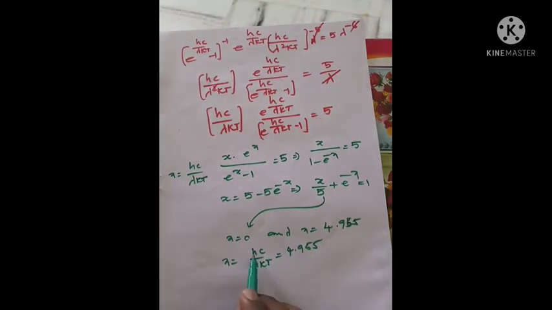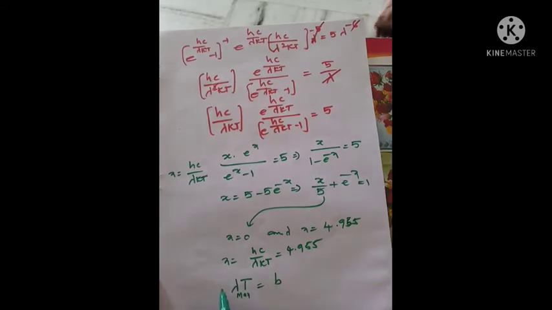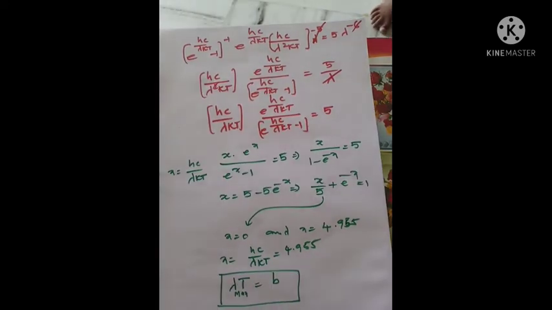From this equation we know that h is Planck's constant, 6.625 into 10 to the power of minus 34 joule second, c is the light velocity, 3 into 10 to the power of 8 meter per second, and k is the Boltzmann constant. So in this term h, c, k are constants, but lambda and T are variables. Then we write this equation as lambda maximum T equal to a constant, which can be written as b. This is Wien's displacement law, lambda T equal to constant, derived from Planck's radiation law.